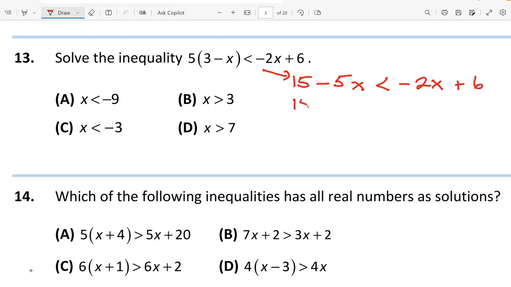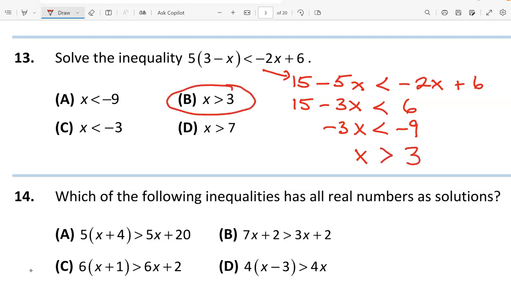So now I'm going to add 2x to both sides, and then subtract 15 from both sides, and now divide through by -3. When I divide by -3, the inequality changes directions, and then we get x is greater than 3.